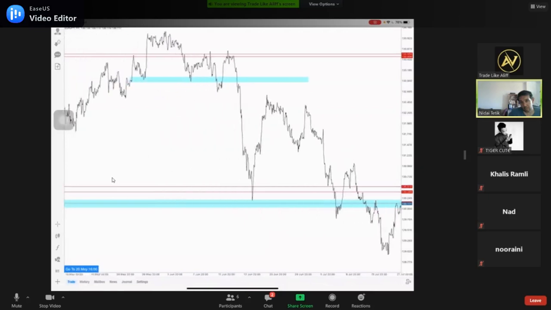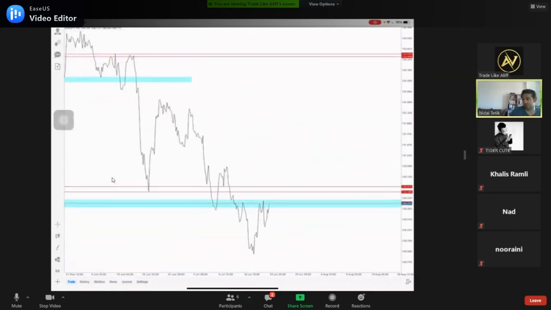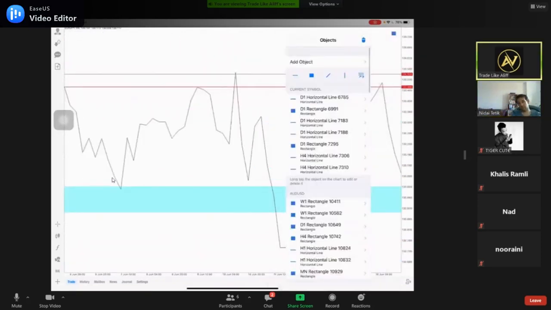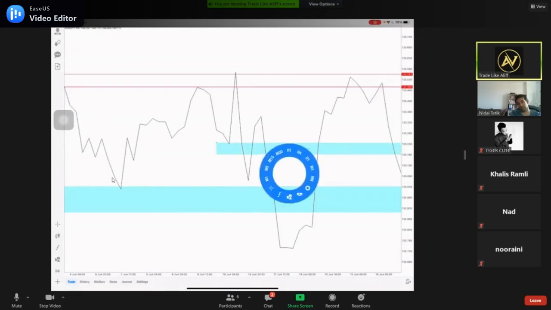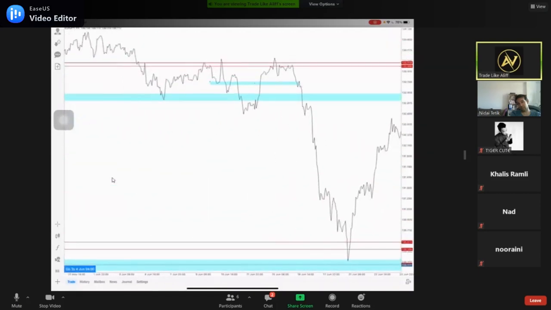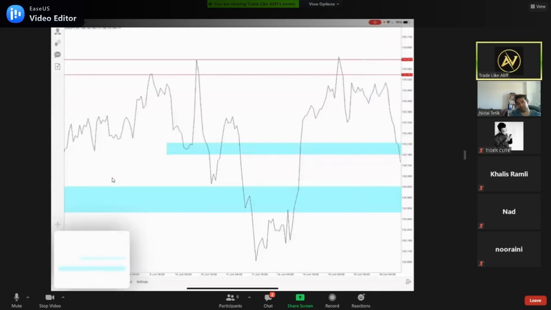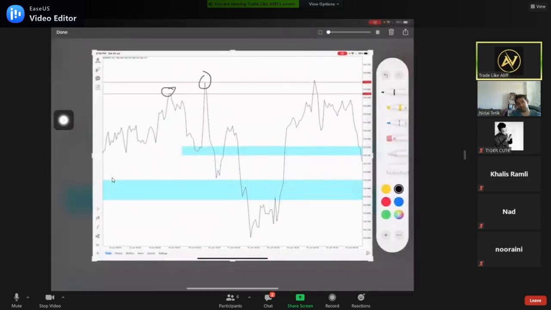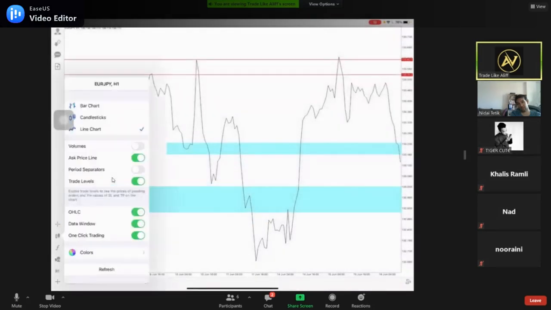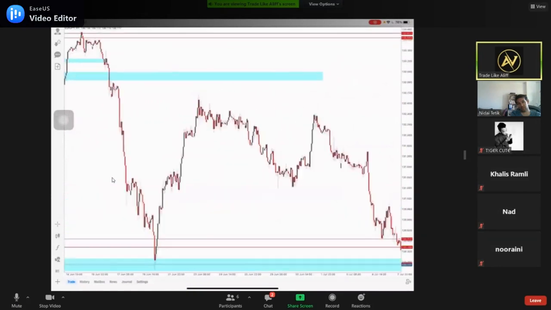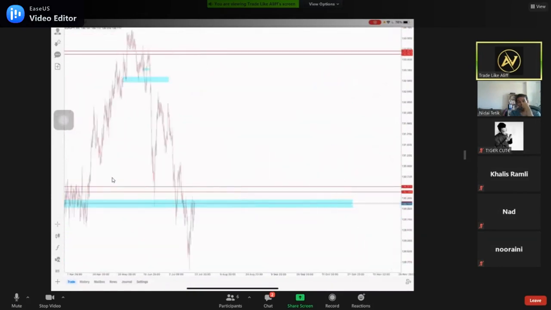That's your daily breakout. That's your H4 breakout. Go to H1. Mark your big move. Mark your big movement, baby. 1, 2. Understand? Just focus on the breakouts. Trend.